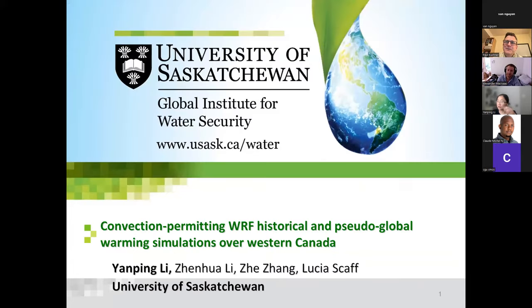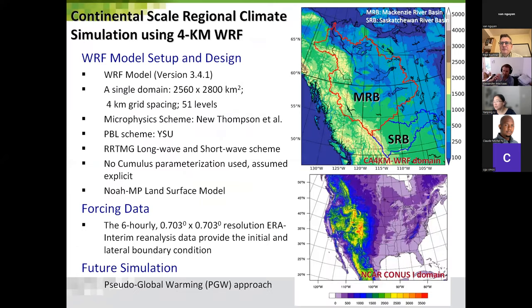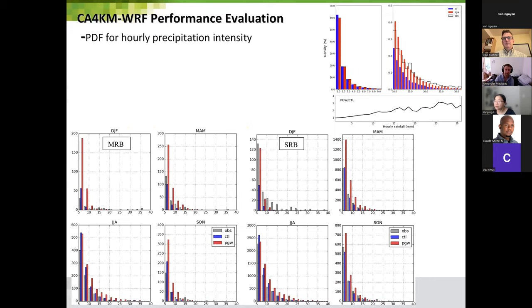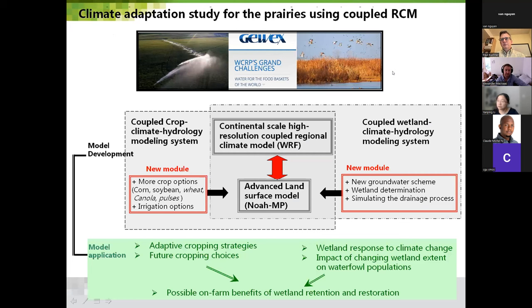Anyway, I would like to take this opportunity to complete the part that was interrupted in the morning. I gave a brief introduction about the dynamic downscaling work we have been doing and the simulations conducted by my group for Western Canada, and jointly with NCAR for the CONUS 1 project, which is completed already, and the ongoing CONUS 2 project, which has a much larger domain. This is the simulation we have completed.